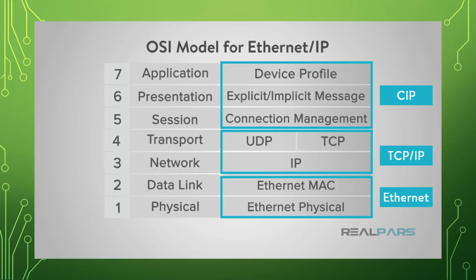All right, and here we have the OSI model for EtherNet/IP. This is EtherNet/IP, the industrial protocol. So you can see that CIP is the top 3 layers, TCP/IP is still 4 and 3, and Ethernet is still 1 and 2.